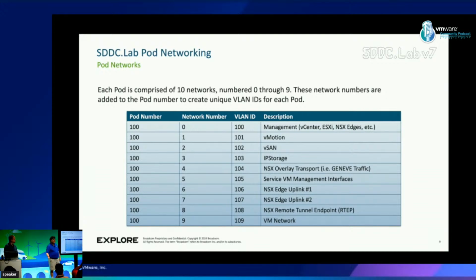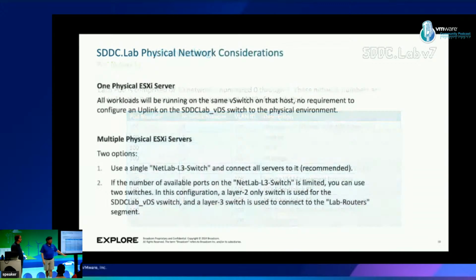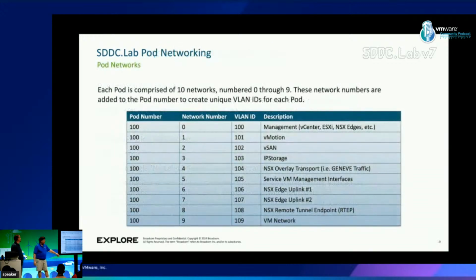Then we have service VMs. Even though we don't deploy any service VMs, if you wanted to try any, we have a segment for that so you can try that out. The 2 edge uplinks for our NSX edges, so we do ECMP, just like you would do in a production environment. And then finally, we've got our RTEP for if you're planning on doing federation. Again, it'll fully configure all of that for you. And then finally, a VM network just to throw VMs on if you need to. So those were the 10 different VLANs that are part of a pod configuration.